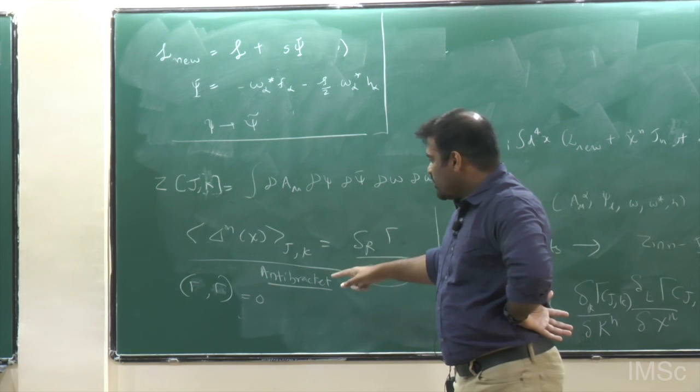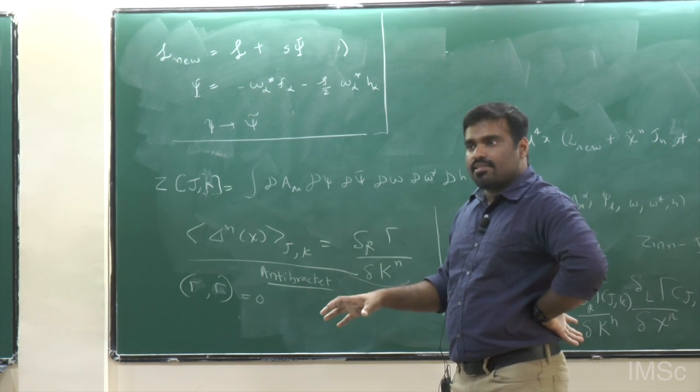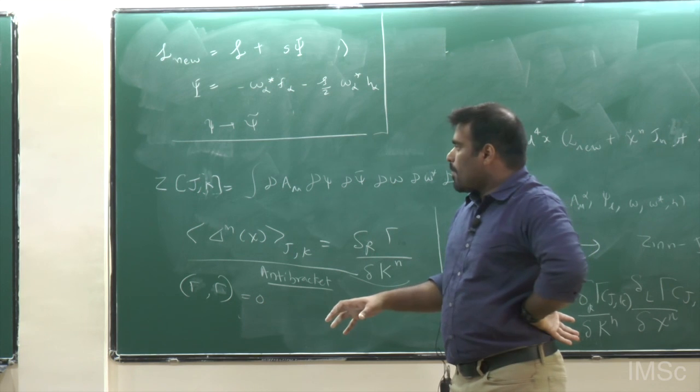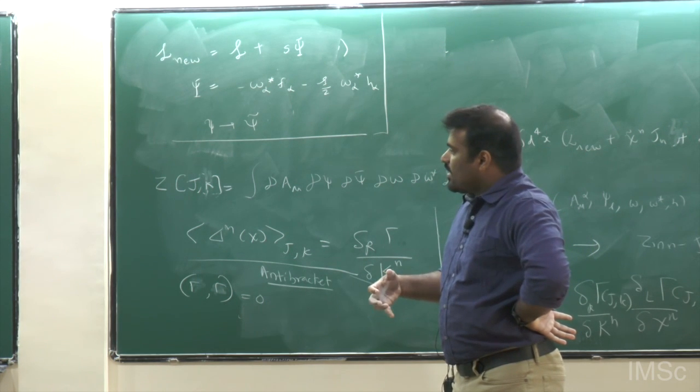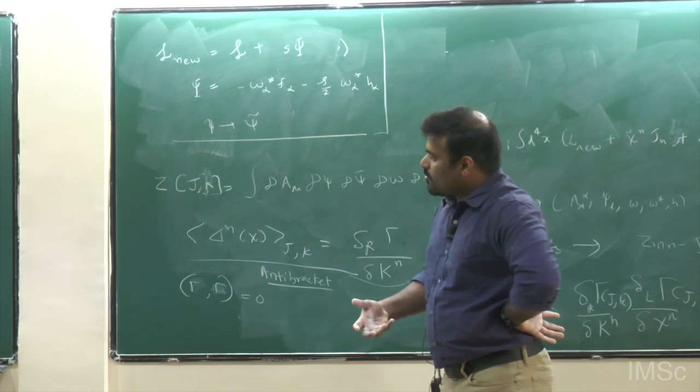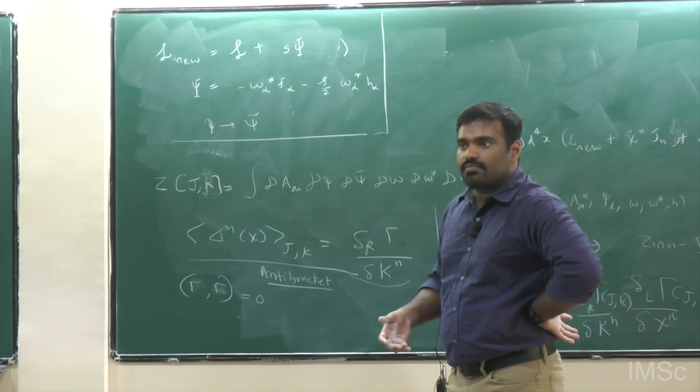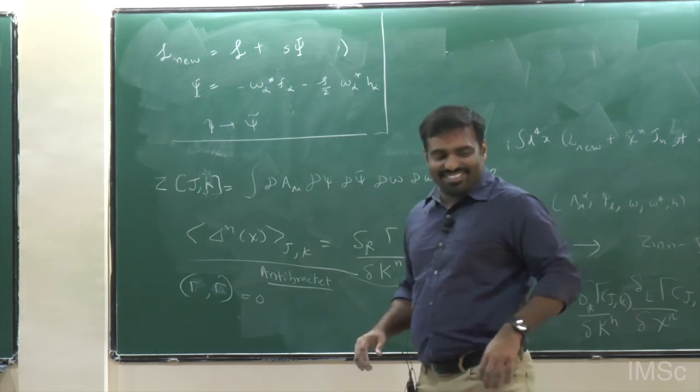So the main point is that for BV formalism, BRST symmetry is the fundamental principle, and you have to take the sources for the BRST variation more seriously. So that's the end of today's talk.